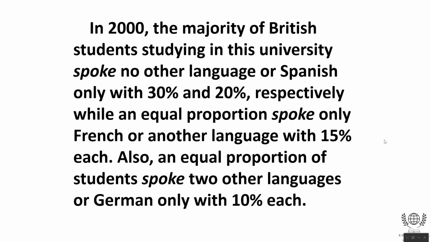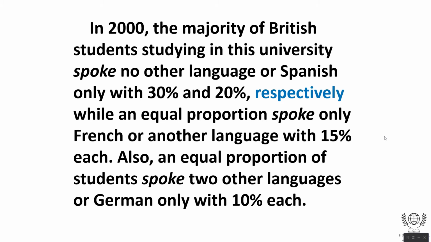Let's take a look at this sentence. In 2000, the majority of British students studying in this university spoke no other language or Spanish only, with 30% and 20% respectively, while an equal proportion spoke only French or another language with 15% each. Also, an equal proportion of students spoke 2 other languages or German only, with 10% each.